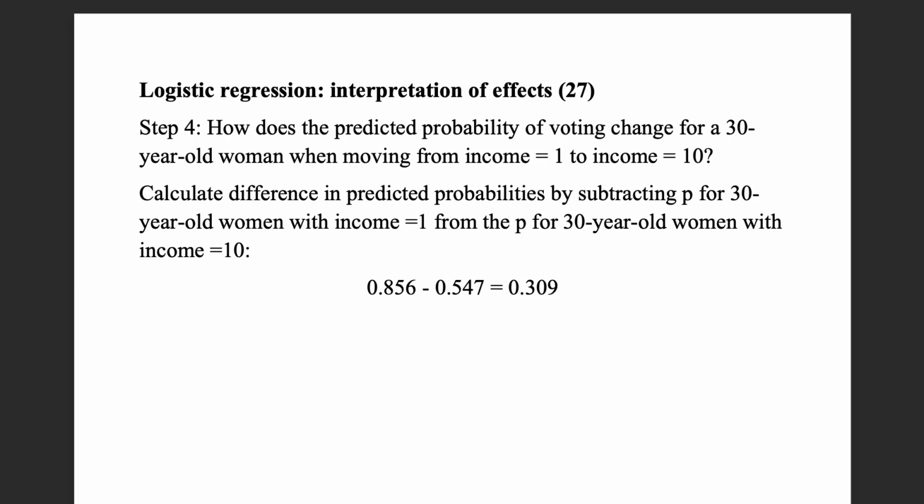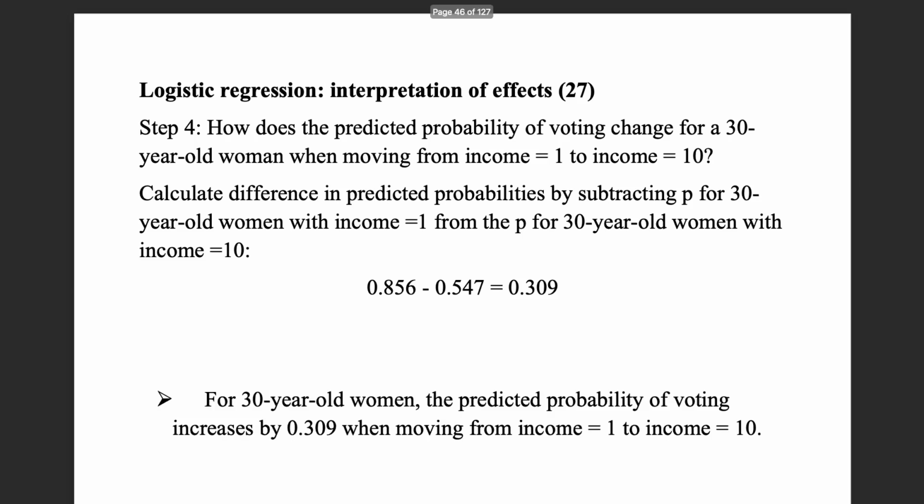Yeah, so in the 10th decile of household income, the 30-year-old women had a predicted probability of 0.856. In the first decile, they had a predicted probability of 0.547. So 0.856 minus 0.547 works out to 0.309. So now we know the difference in predicted probability, and we can now say, well, what is the effect of income on the predicted probability of voting for 30-year-old women? Well, for 30-year-old women, the predicted probability of voting increases by 0.309 when moving from income 1 to income 10.